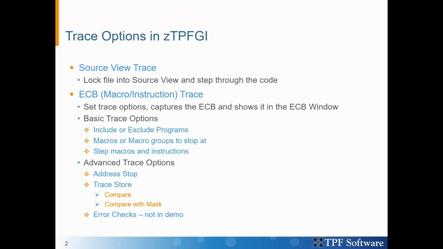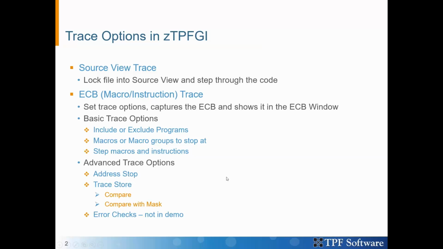And the advanced trace options that we have, which is really the topic of this particular webinar, are the address stop and the trace store. And within the trace store, I'm also going to show you a couple of additional features, which are the compare feature and the compare with mask feature. We also have certain error check options, which I'm not actually going to demo, so I'll just briefly mention them before we carry on.